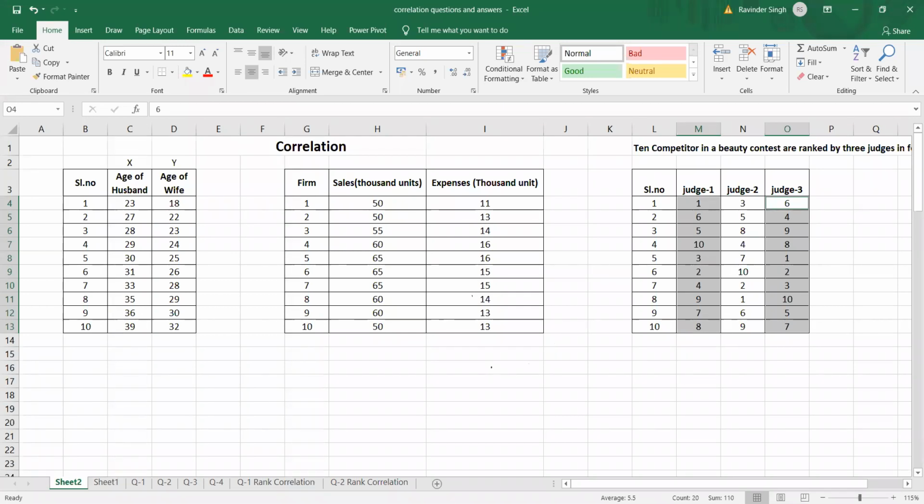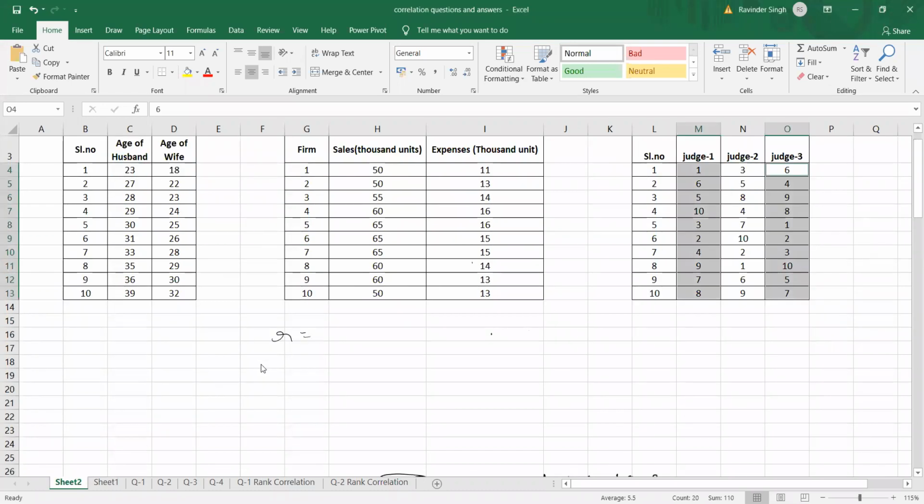For example, if you just see the third example, 10 competitors in a beauty contest are ranked by 3 judges. So judge 1, judge 2, judge 3. Whether the ranking of judge 1 and judge 2 has any pattern or whether they are related to each other, judge 2 and judge 3, or judge 1 and judge 3, that pattern we have to find out. But the only drawback of the scatter plot is that it does not give me the R value. So now our objective is to find the R value.